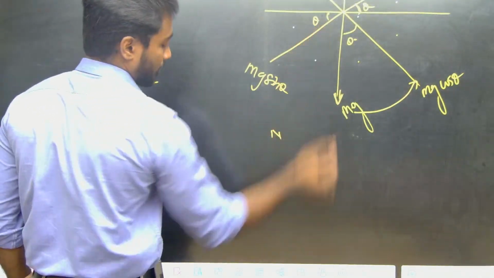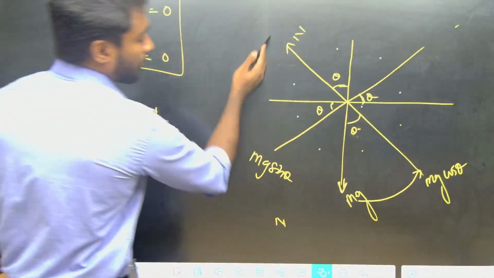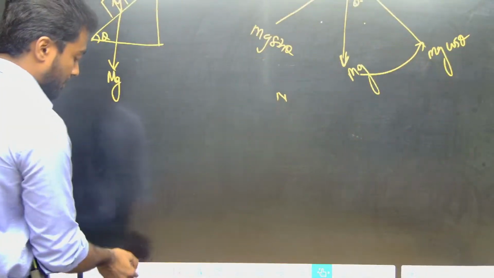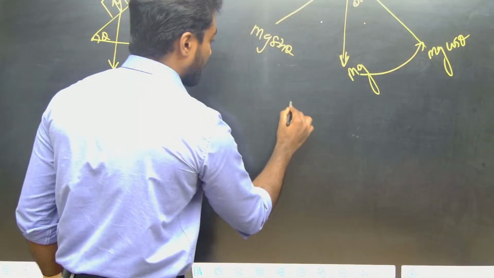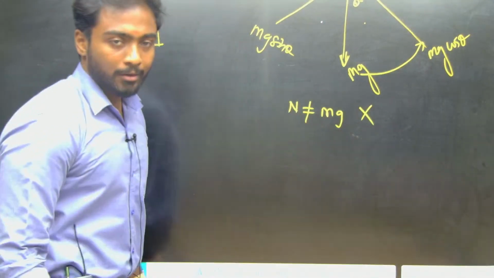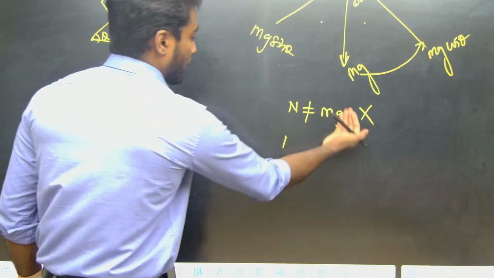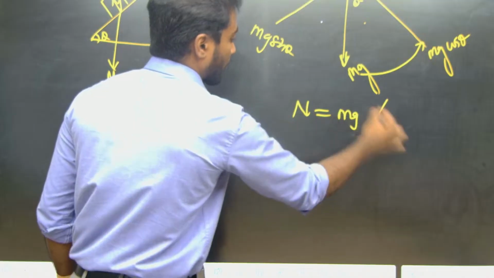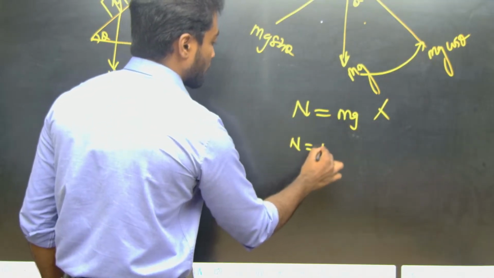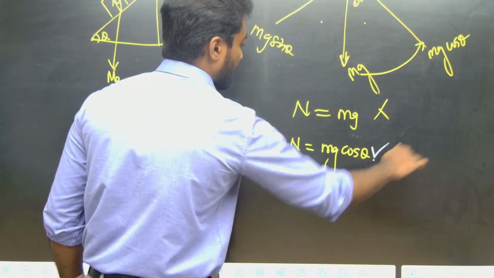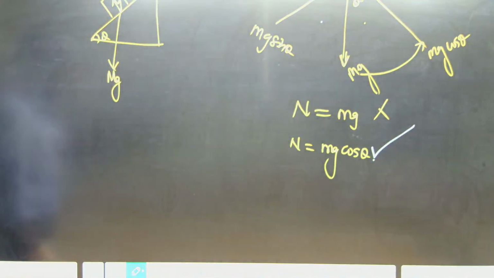Now what can I say? Normal will be equals to mg cos theta. It is not mg. So normal is not equals to mg, I should not write that. So N is equals to mg cos theta. This is my correct answer for the given diagram.